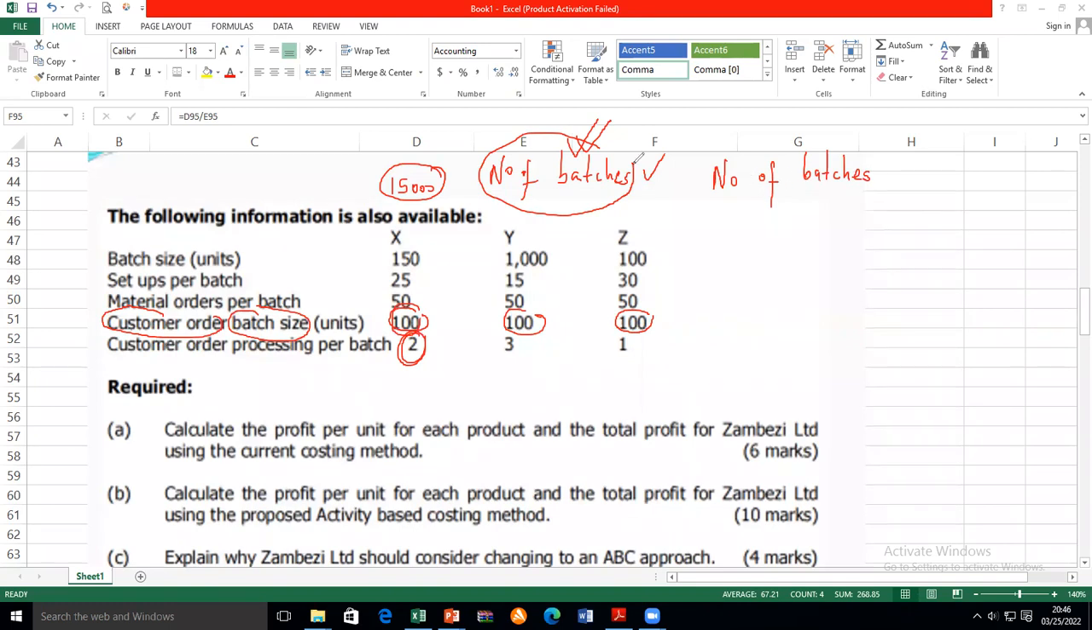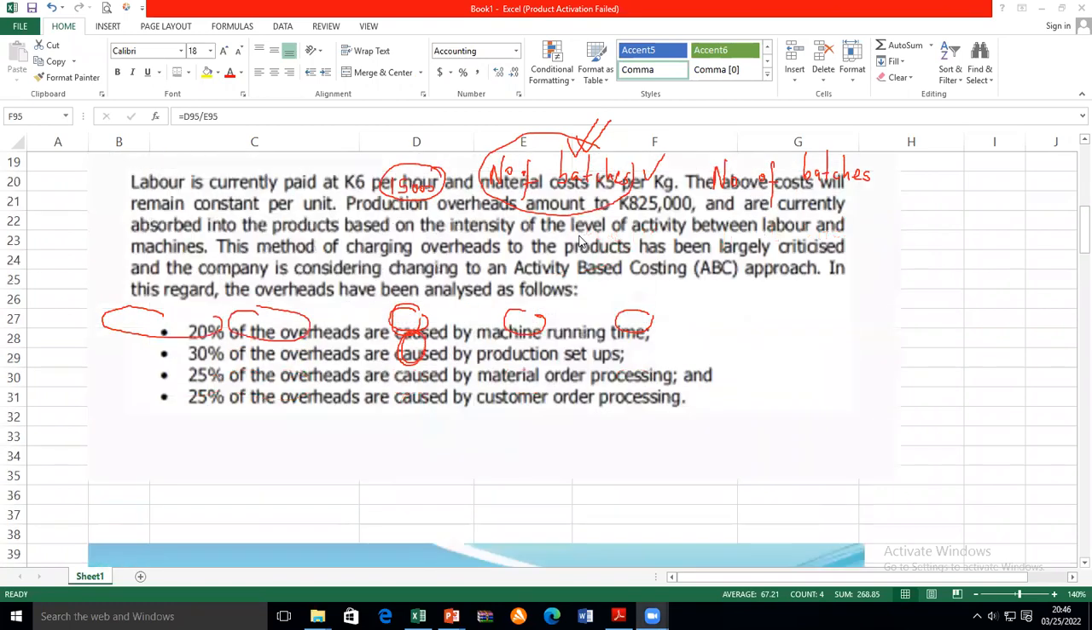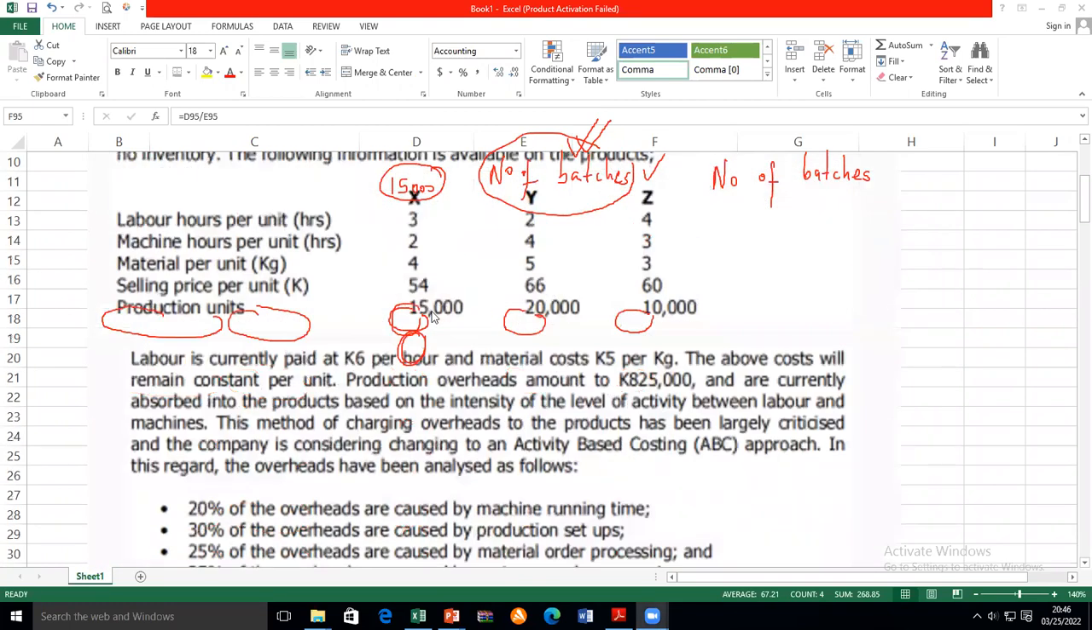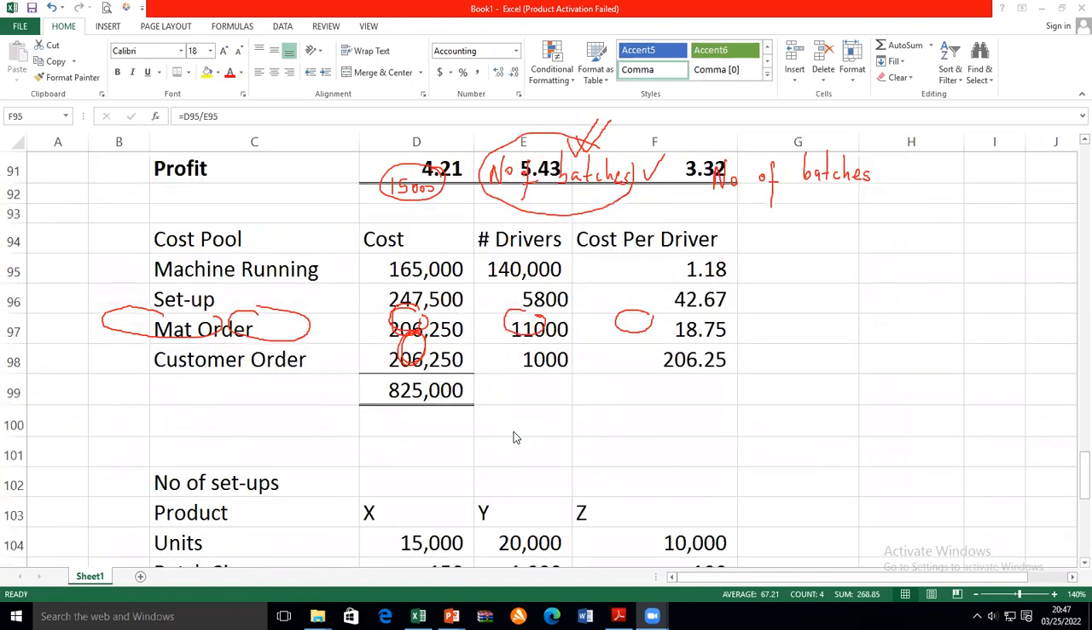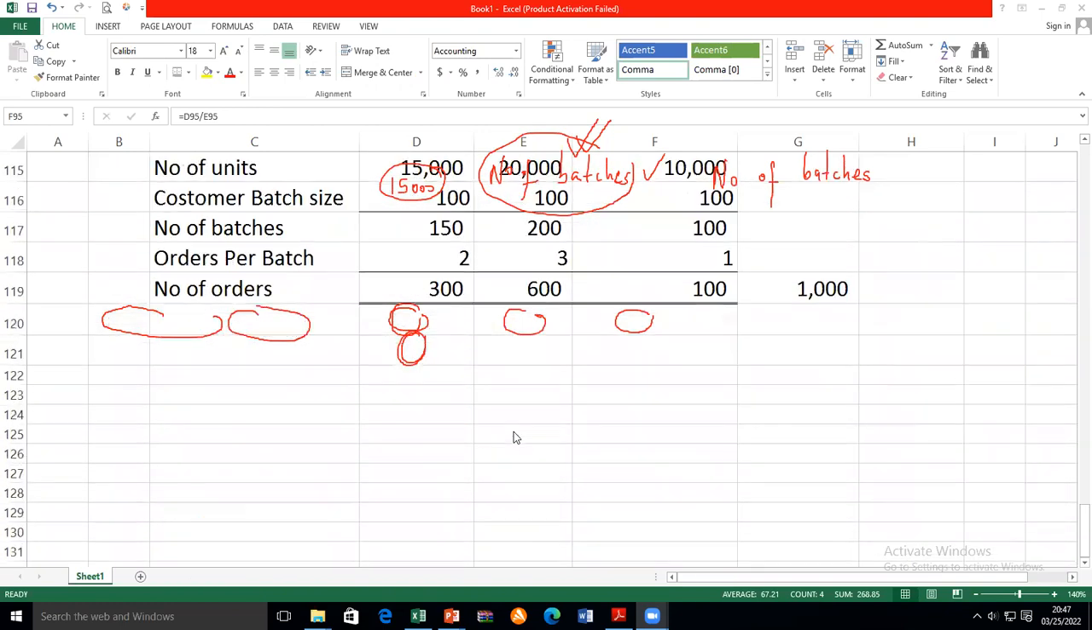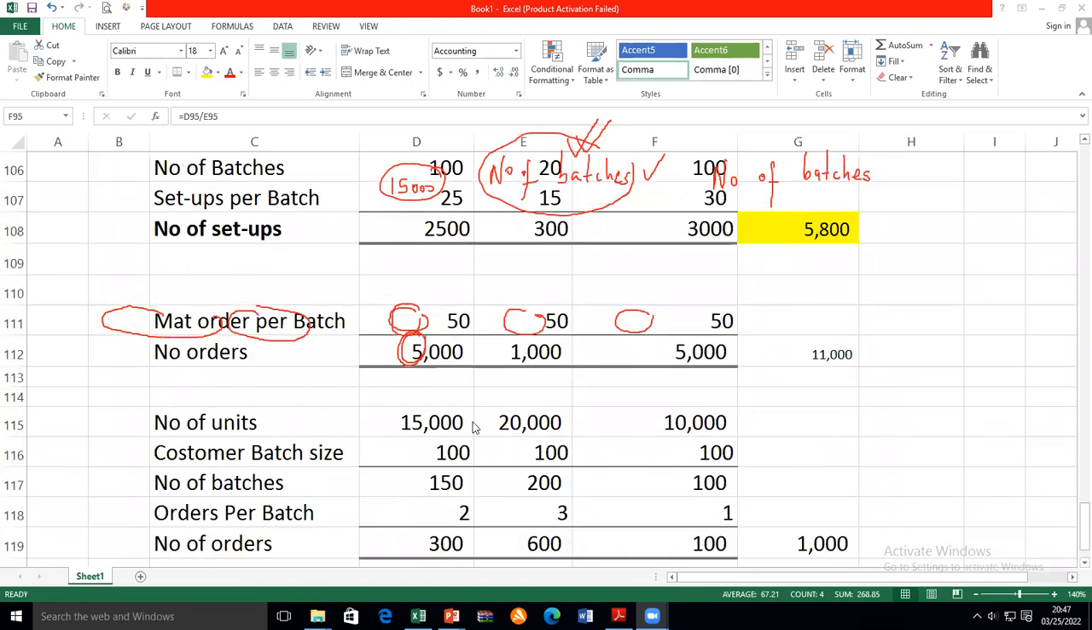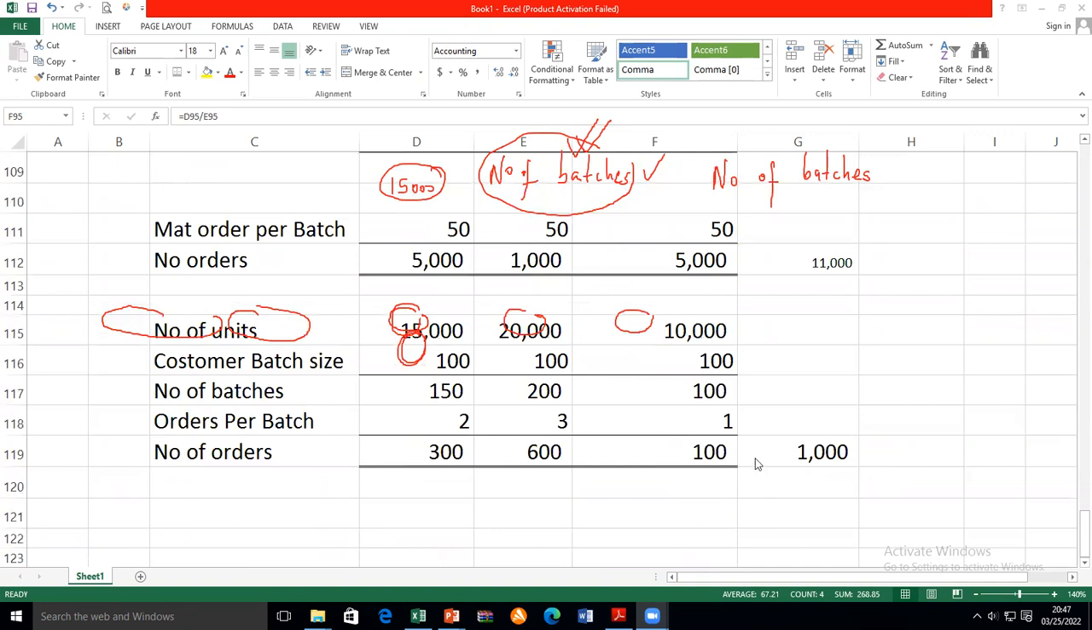Now, how do you find the number of batches? You take the batch size and then you go further into your question. Your question is telling you that the number of units here, there are 15,000, here there are 20 and 10. So you divide to find the number of batches. And that's what we have done here. We took 15,000, divide by that, find the number of batches. Then you multiply by that, find the number of orders.